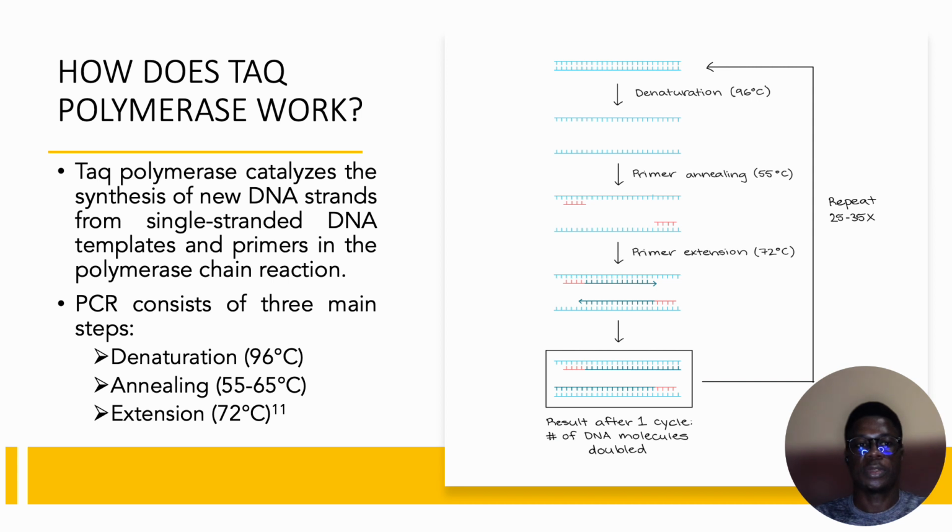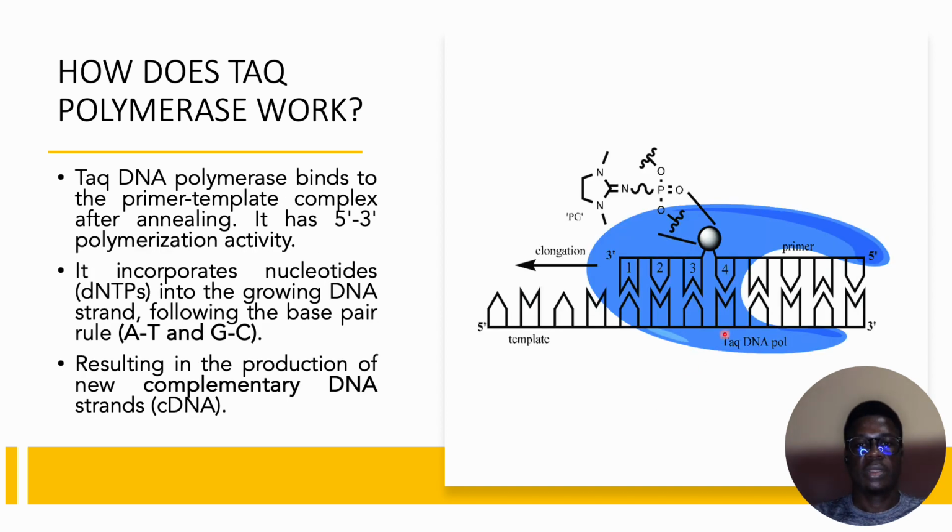Taq polymerase works during the extension step in polymerase chain reaction, where it synthesizes a new strand of DNA complementary to the template. It does that by binding to the primer-DNA template complex following annealing. After that, it extends the growing strand in the 5' to 3' direction, adding nucleotides following the base pair rule of adenine to thymine, guanine to cytosine.